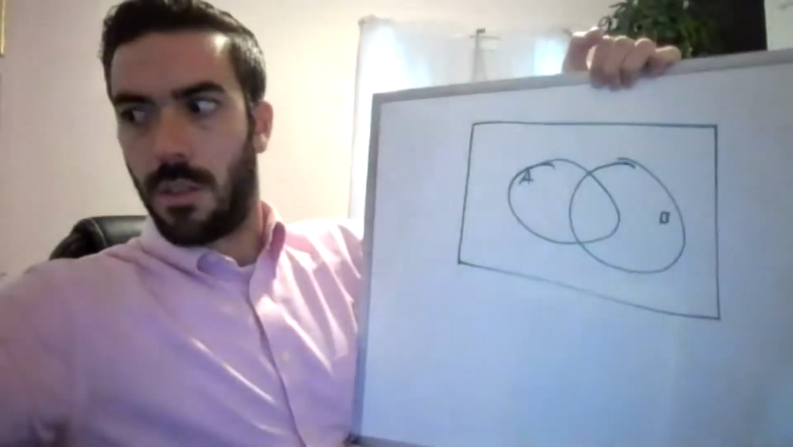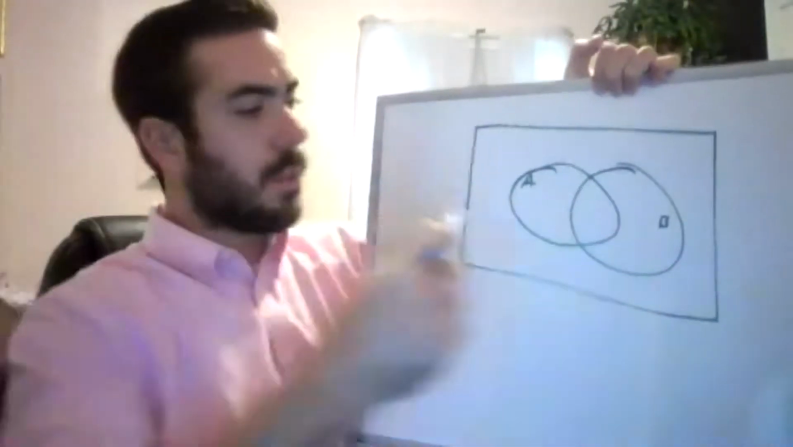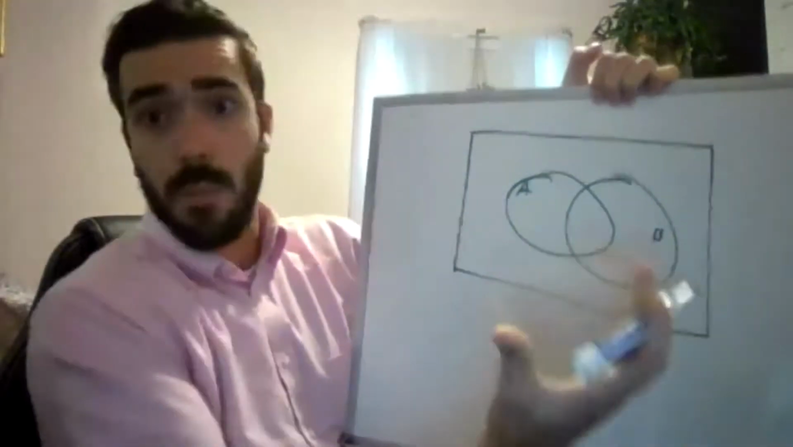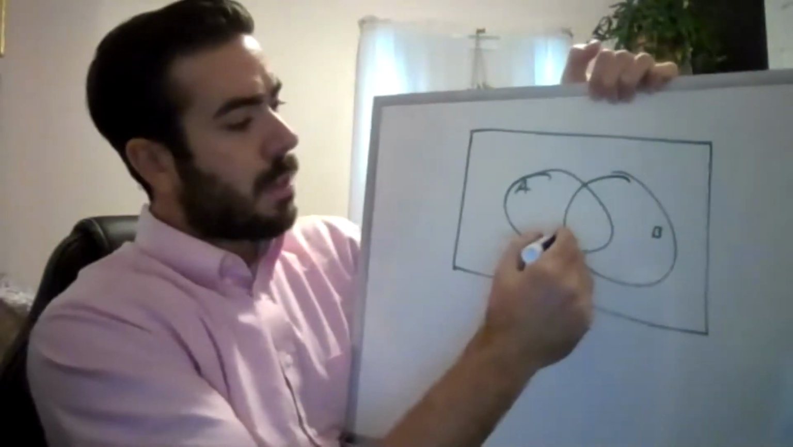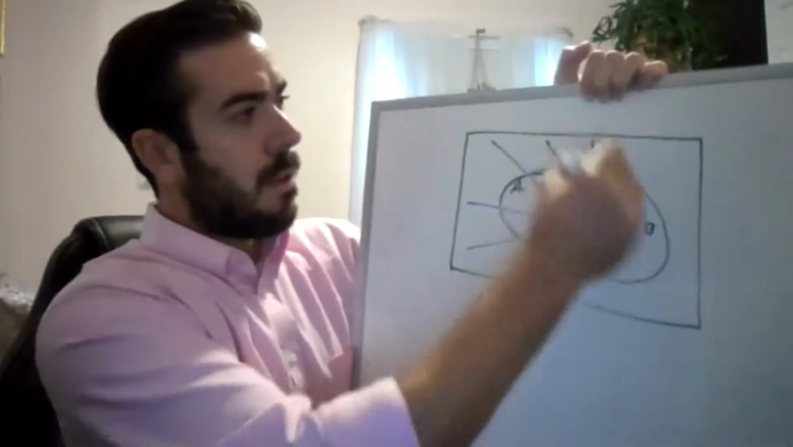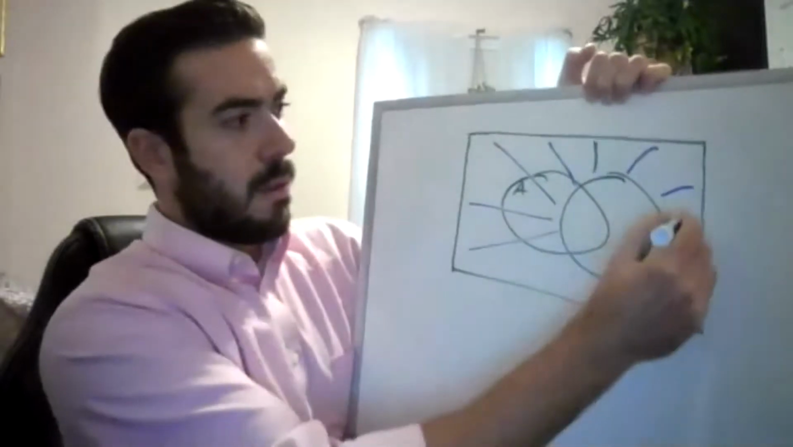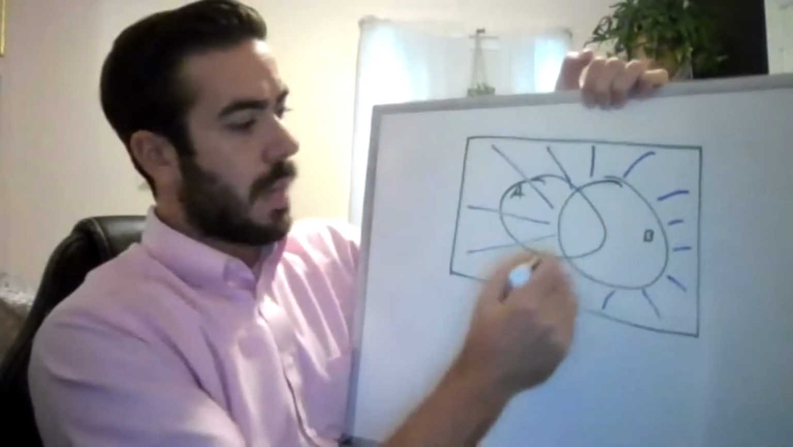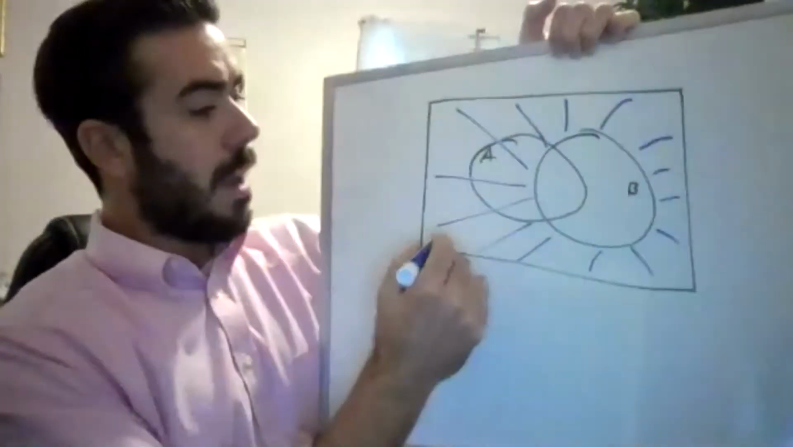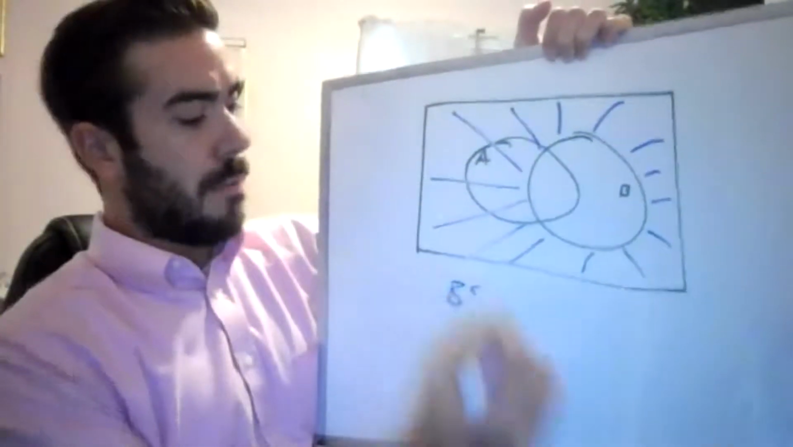Let me try to use a different color. I don't know how well this color is going to show up, but everything that's not in B is B complement, right? So if I look at circle B and I start to say, okay, what's B complement? Like I said, there's a little bit of color difference. Hopefully you can kind of tell, but all these straight lines, these blue lines, those blue lines represent B complement.